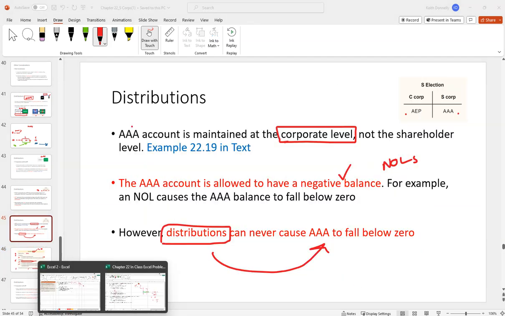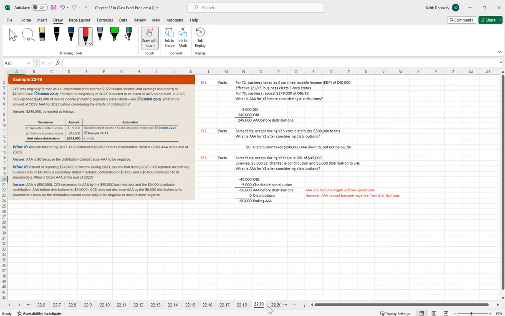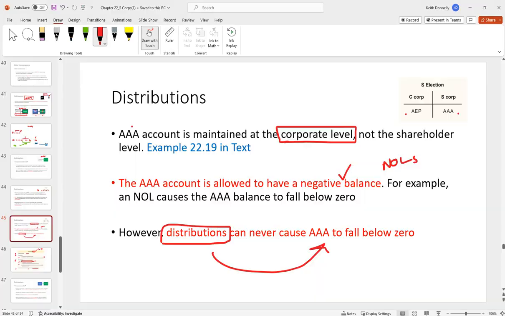But let's look here at that 2219 to give this some numbers. You can see here they're giving us some information. They want to know what the AAA is. So you're going to calculate it before the distributions. Here's after the distributions. Again, it can be negative from operations, but cannot be negative from distributions.